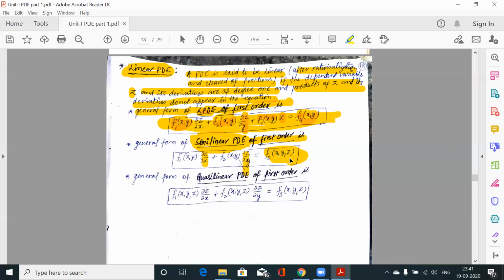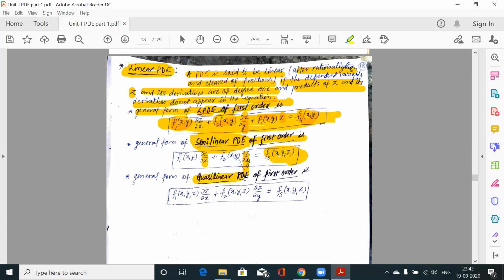But if z is in first degree, then it is linear, and if z is of higher degree, means z square, z cube, anything, then it is not linear. So we say it is a semi-linear PDE of first order. Order is 1, but we are compromising with the degree of z. Still, the first order derivatives del z over del x, del z over del y are of first degree. But z may be of first degree, second degree, third degree, and so on.